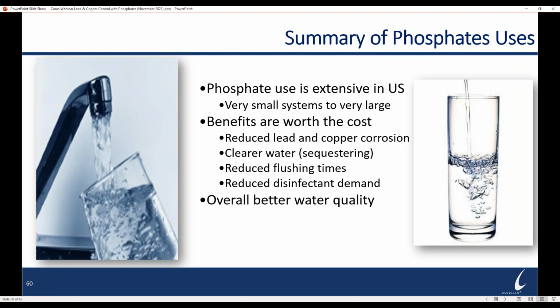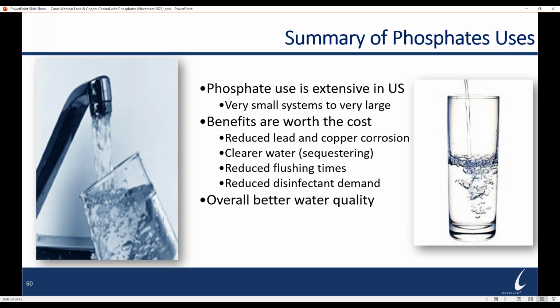So in summary, phosphate use is extensive in the US. Very large systems use phosphate, like the city of Chicago, the city of New York, Milwaukee will use phosphate products. And very small systems, so small groundwater plants that might only treat 10,000 gallons a day might use a phosphate product as well. The idea is both types of systems are feeding it to get a benefit, whether it's getting into compliance with the lead and copper rule, or it's providing clean, clear water, so you're sequestering iron and manganese, so you don't have discolored water in the system.